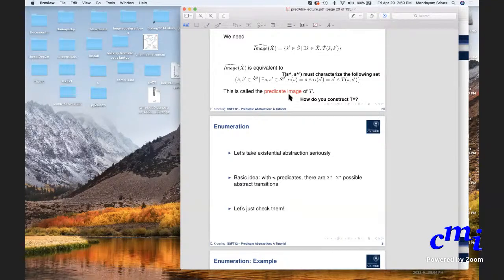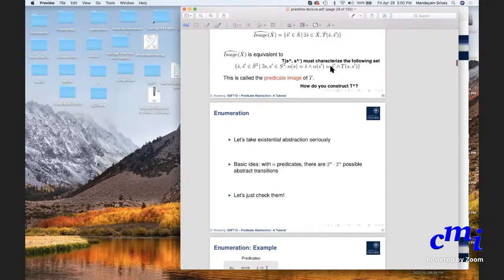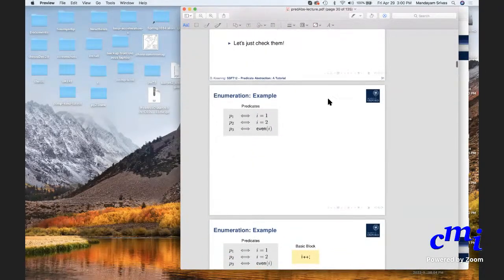Because if you already knew, for certain things, you can do it simply. But for arbitrary predicates, you will, in general, have to find a way of expressing this constraint as a formula in terms of the predicates. That is what I'm looking at. Okay, but there is a way to do it which exploits the fact that we only have a finite number of predicates. And that's what I'm going to illustrate here.